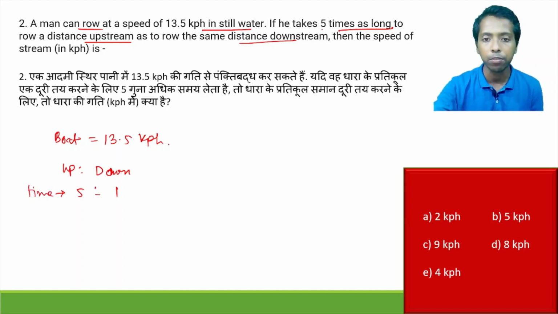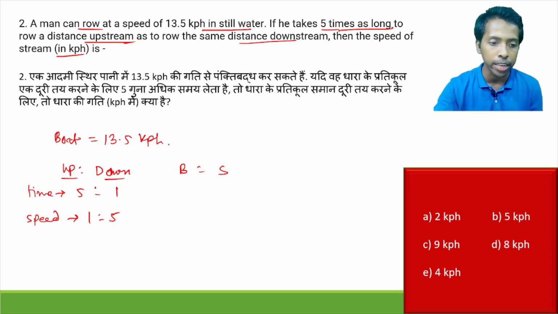If it takes 5 times as long to row a distance upstream as to row downstream, what's the speed ratio? That is 1:5, right? Now, the speed of the stream in kilometer per hour. This is the boat speed, this is upstream, downstream is given. So we can find out the boat speed and stream speed as well.